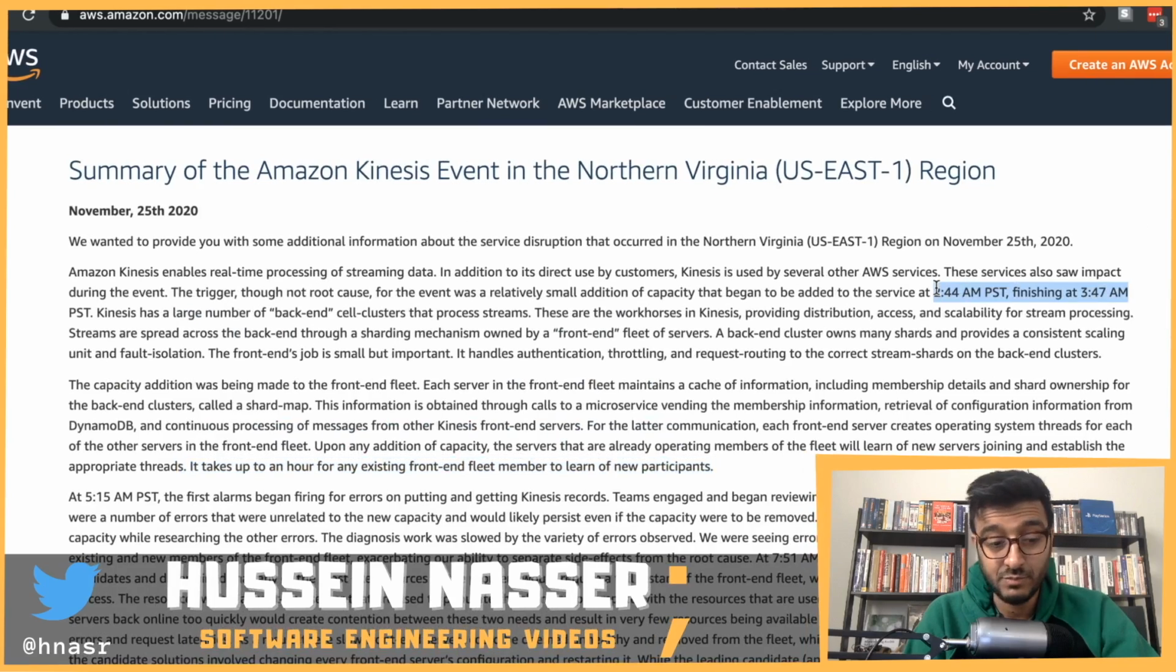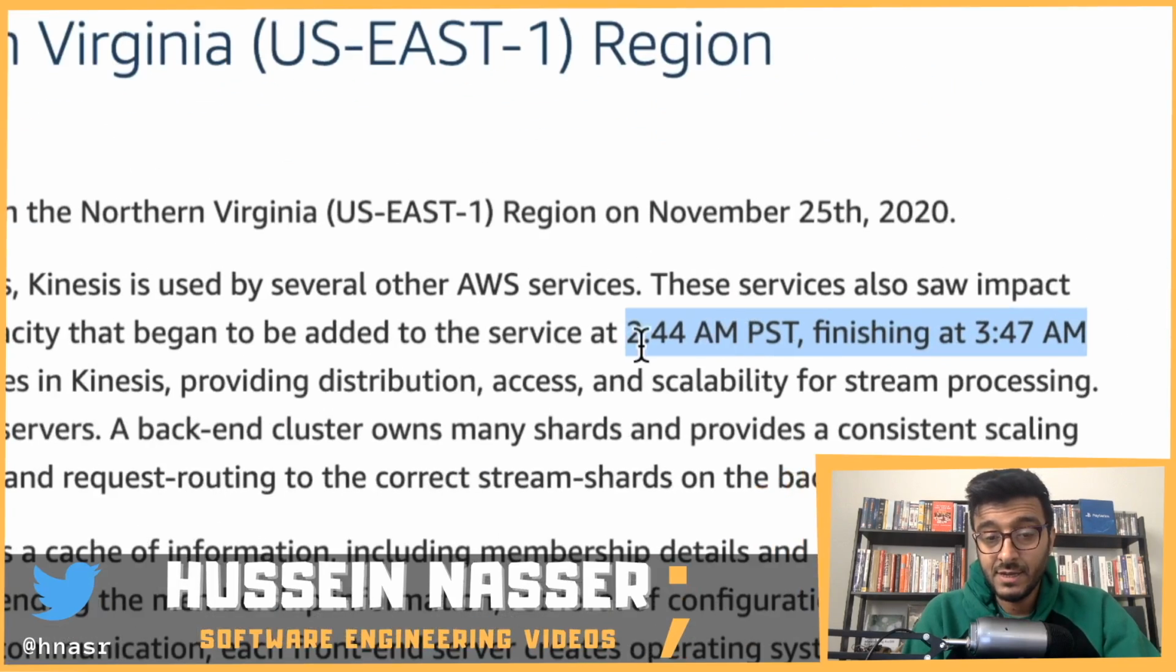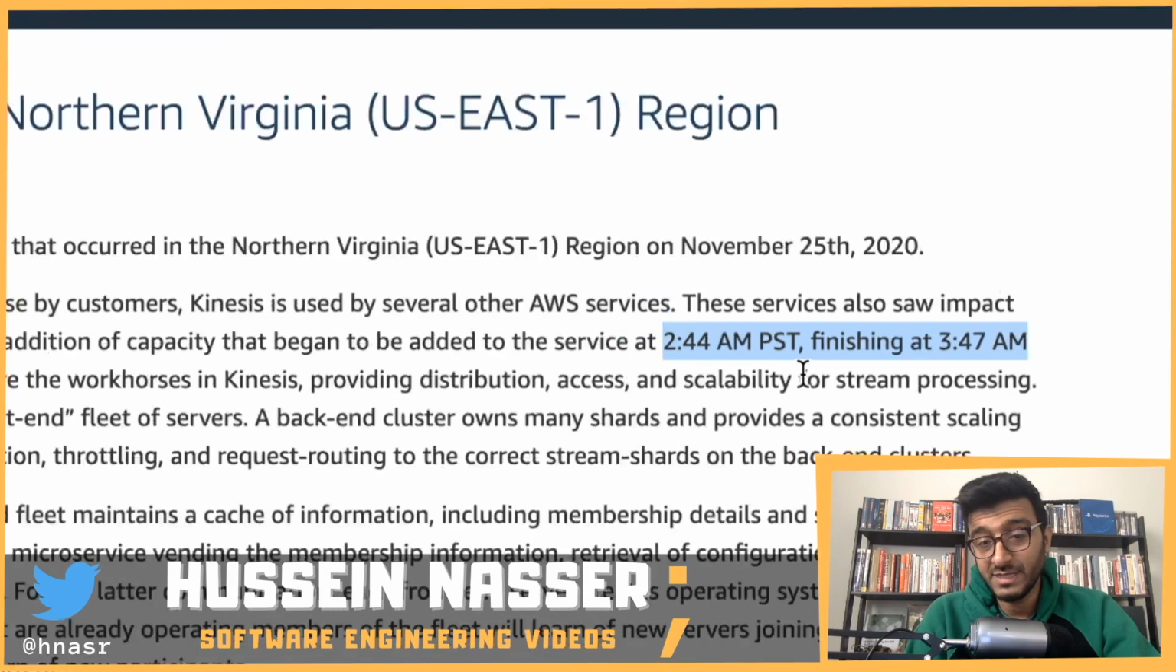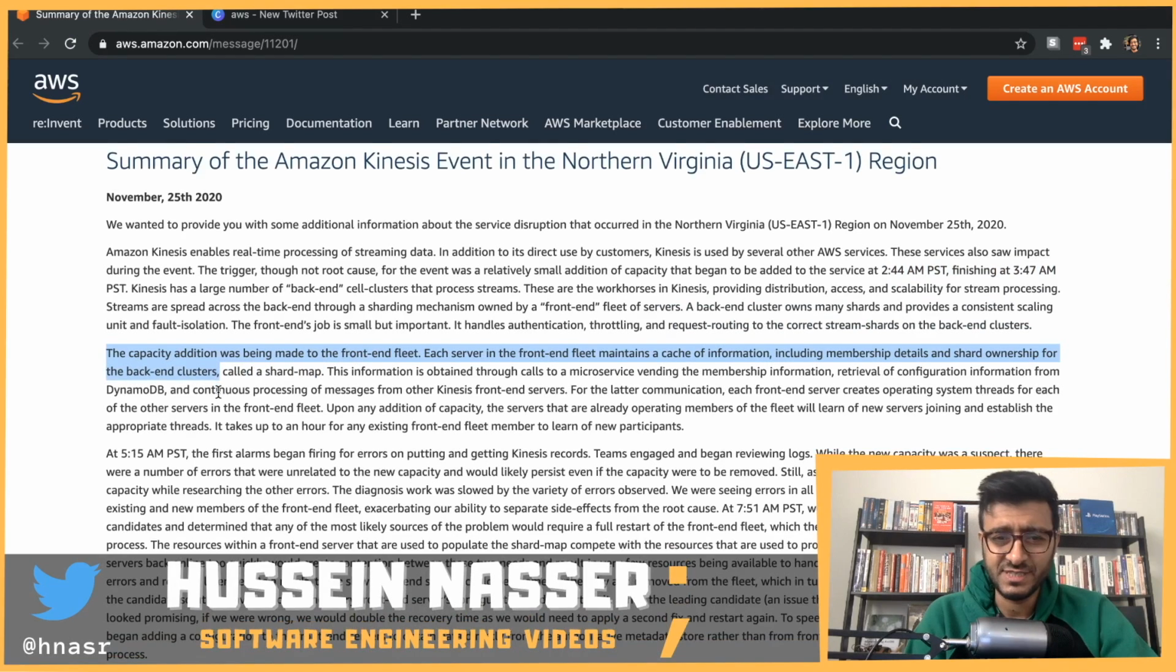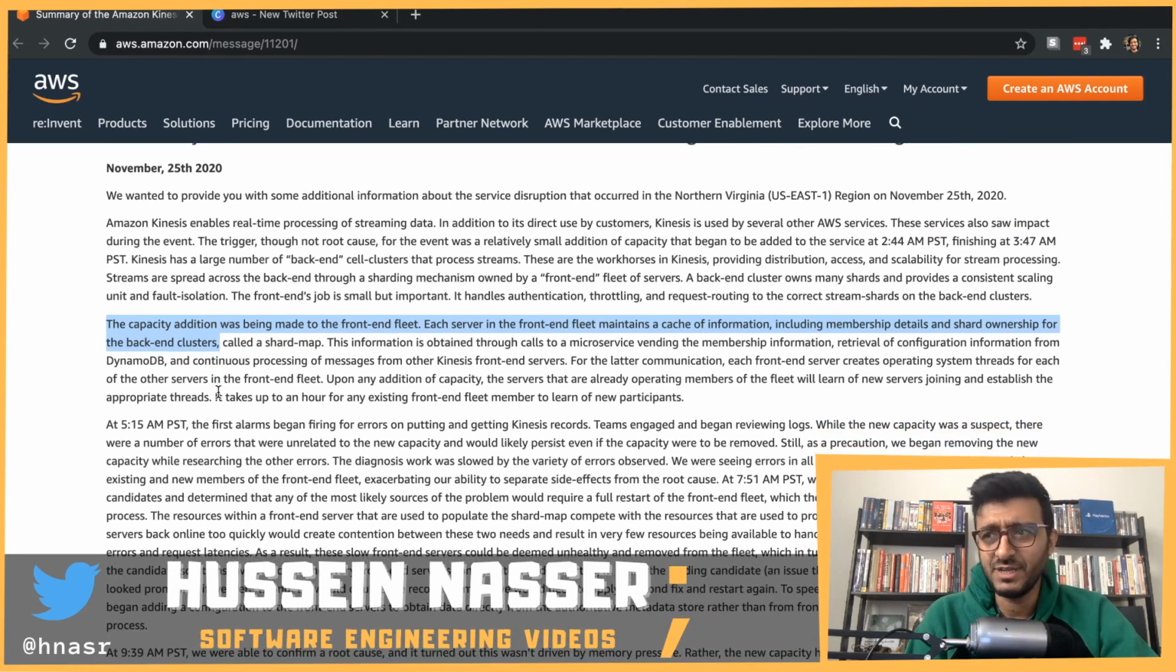That's the time it took them, right? They added the machines at 2:44 a.m. They finished at 3:44. Exactly an hour, right? So it tells you that this is extremely inefficient. Why would adding a single machine take an hour to update? Can we make it better?